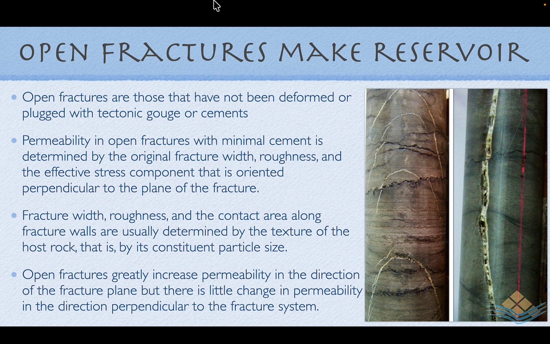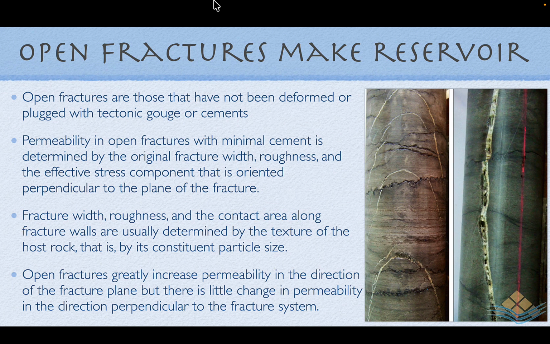Open fractures make reservoirs. Open fractures are defined as those fractures in a carbonate host that have not been deformed or plugged with tectonic gouge or cements. So permeability, if we don't see a lot of cements in that fracture, is going to be determined by the fracture width, its roughness, and its orientation with respect to the plane of the fracture. The fracture width, as we'll see in the next chapter, its roughness and its contact area along the fracture wall are usually determined by the texture of the host rock, that is, by its constituent particle sizes.